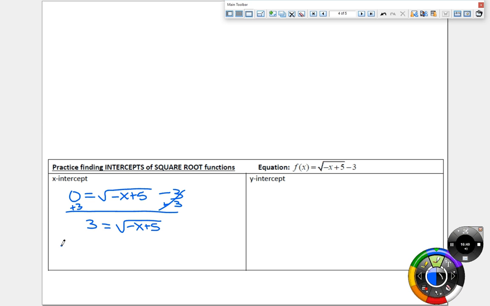And what am I going to do in this case now? So x is trapped underneath a radical, and I need to get to a place where I can just say x equals this. Square it, okay? Because squaring will undo the radical. So I'm going to go ahead and square both sides. And then I'm going to finish solving for x like I normally would. So we'll subtract this 5. 4 equals negative x. Divide both sides by negative 1 and get that x is equal to negative 4.